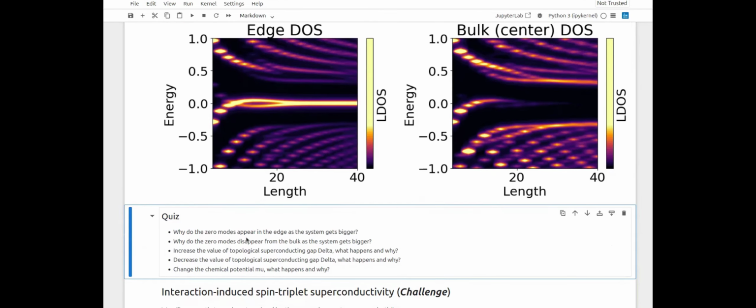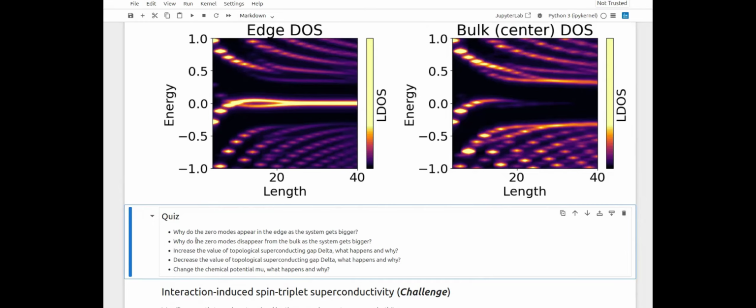Okay, so let us go through the questions. The first one is, why do the zero modes appear in the edge as the system gets bigger? The reason for this is because these modes are topological modes. These are the Majorana bound states of a p-wave superconductor, of a one-dimensional topological superconductor. And so when the system is very big, the two edges are decoupled and the modes get pinned at zero energy as given by the electron-hole symmetry of the Hamiltonian.